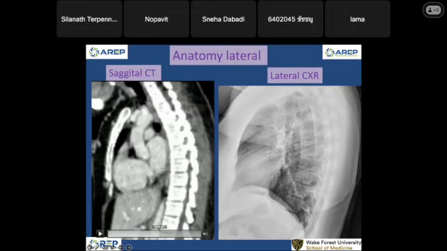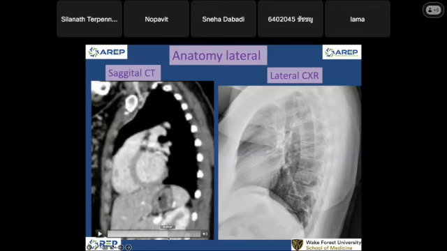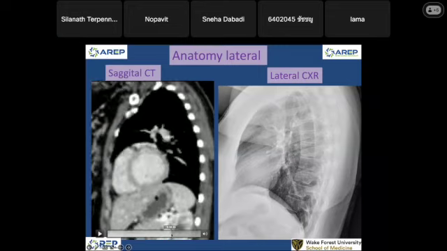This is left atrium. Comparing left atrium on the chest radiograph, left atrium is around here, it's pushing the bronchus intermedius. This is the air column right here. So this is a left atrium. From the left atrium, it's going into the left ventricle. This is my left ventricle, passing the mitral valve into the left ventricle.